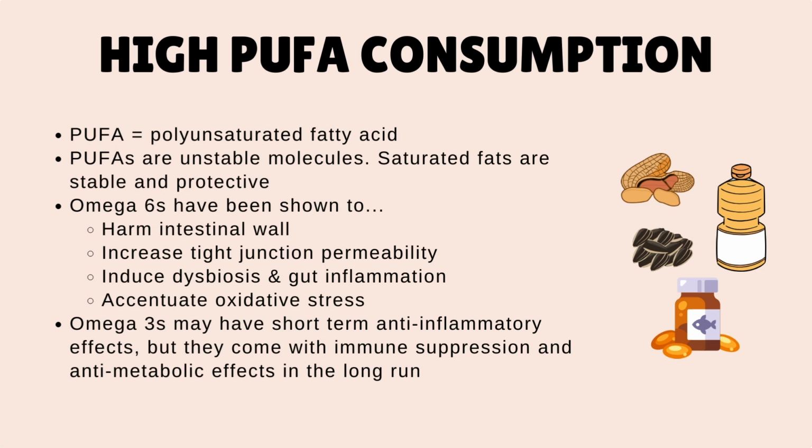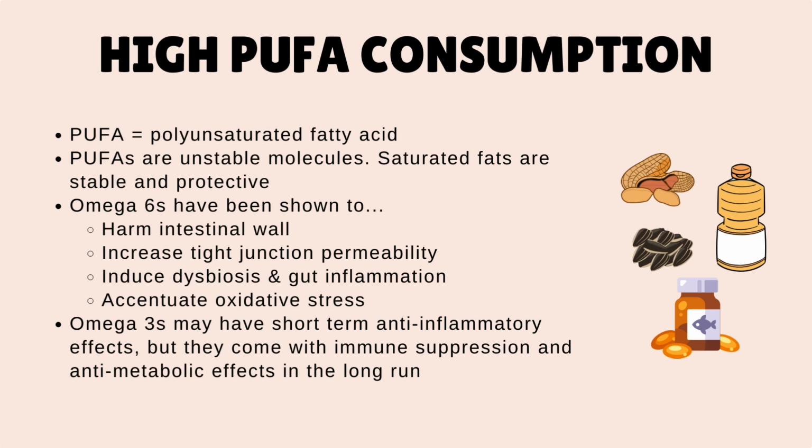They do not oxidize and cause systemic damage like PUFAs do. Let's look at a few studies. Omega-6s, which are a type of PUFA, have been shown to harm the intestinal wall integrity by reducing the height and width of the villi that line the gut. They increase tight junction permeability, which is not what we want, thus increasing the body's exposure to endotoxin.